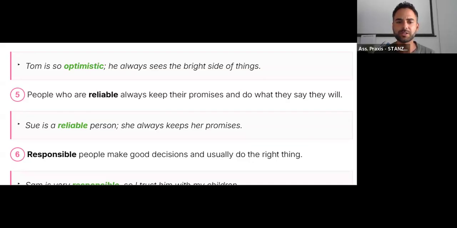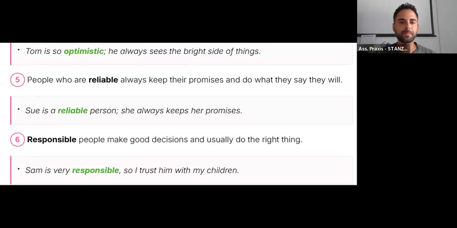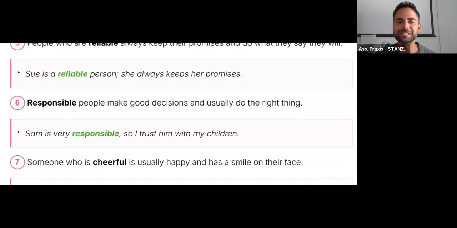Number 5, people who are reliable always keep their promises and do what they say they will. Sue is a reliable person. She always keeps her promises. Reliable, affidabile. Responsible, responsabile. Responsible people make good decisions and usually do the right thing. Sam is very responsible, so I trust him with my children.